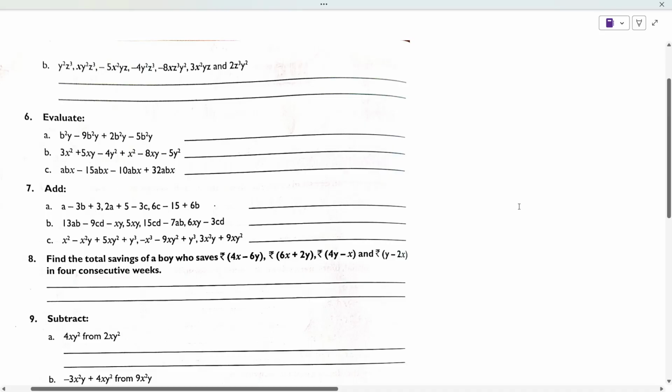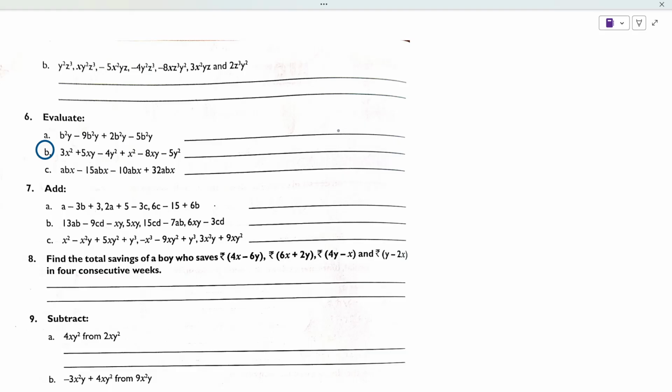So continuing to the next part B, which is going to be more exciting. So we see in part B, the question this time is 3x square minus 3x square plus 5xy minus 4y square plus x square minus 8xy minus 5y square. So now we are able to see different types of variables in different terms. So we need to segregate and bring the like terms together.